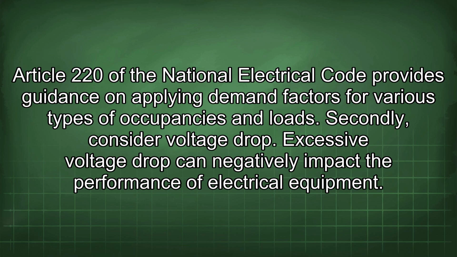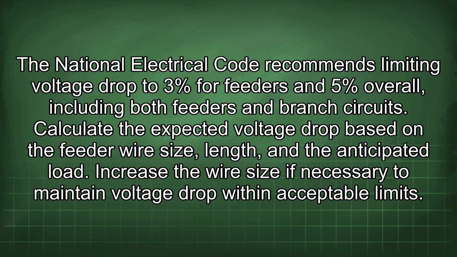Secondly, consider voltage drop. Excessive voltage drop can negatively impact the performance of electrical equipment. The National Electrical Code recommends limiting voltage drop to 3% for feeders and 5% overall, including both feeders and branch circuits. Calculate the expected voltage drop based on the feeder wire size, length, and the anticipated load. Increase the wire size if necessary to maintain voltage drop within acceptable limits.